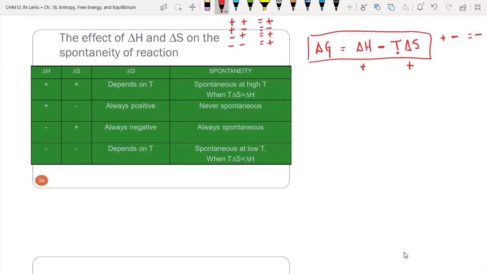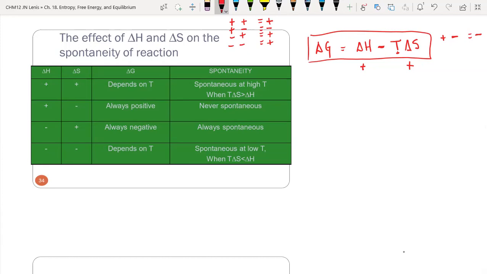If temperature is big enough, the whole thing will become negative. If temperature is low, therefore this number will be lower, a big positive number minus a small negative number gives you positive. And we don't want that. We are looking for the negative. So that has to be a big number multiplying here. So everything will have a big negative number plus a small positive number, and it becomes negative.